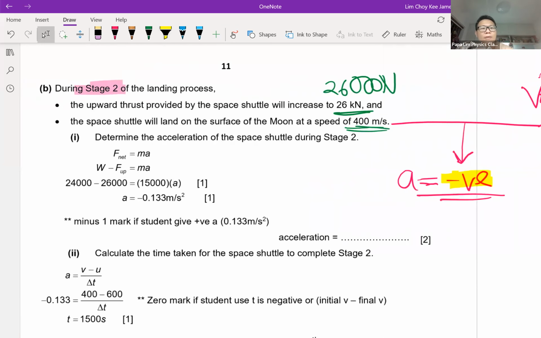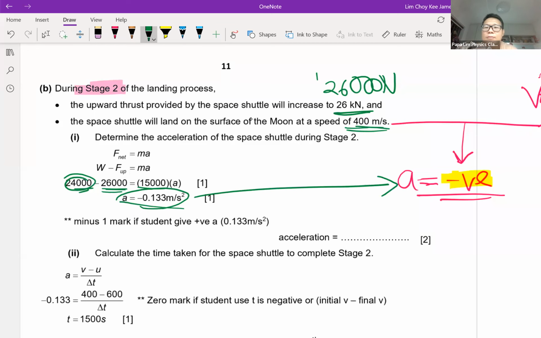True enough, the weight remains 24,000. Upthrust is 26,000. Remember, this is 26,000 now. Do not write 24,000 again. Mass is 15,000. Fine, and you'll find that the answer is negative 0.133, which further supports the fact that it has reduced its speed.